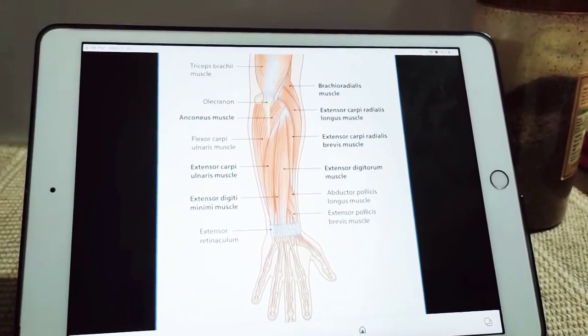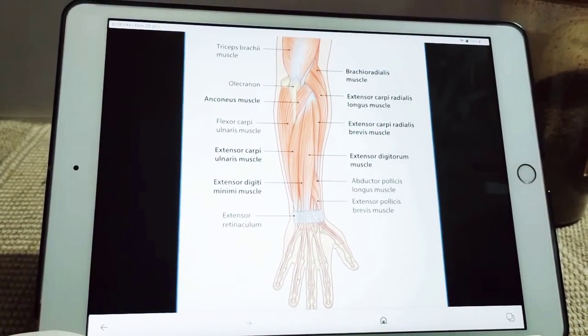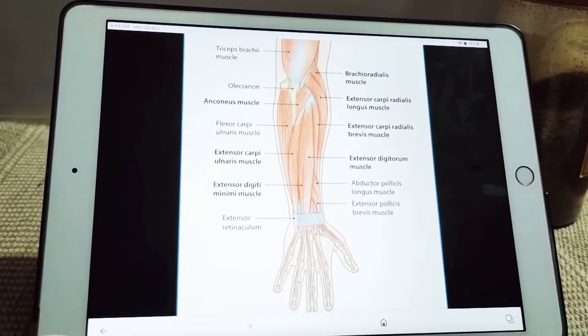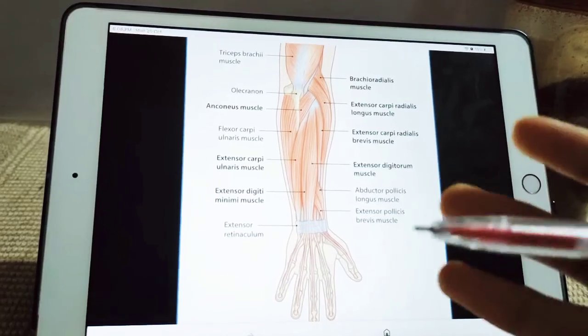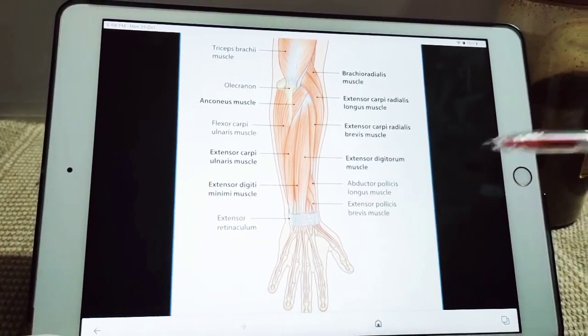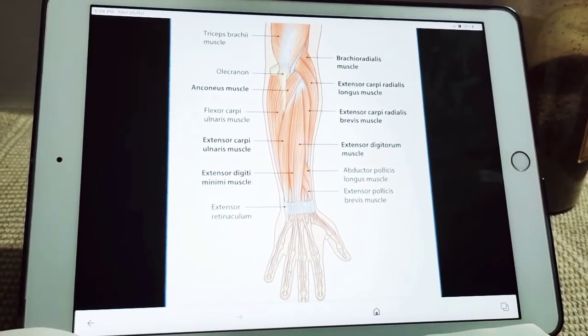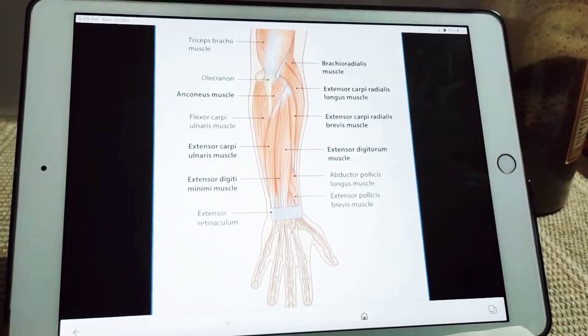Now we are going to discuss the superficial muscles of the posterior compartment of your forearm. Already in our previous videos we discussed the superficial muscles and the deep muscles of the front of the forearm, or the anterior compartment. Now we are discussing the posterior compartment, also called the extensor compartment. Most of these muscles are supplied by the radial nerve. Of course, some are supplied by the superficial branch of the radial nerve and some by the deep branch of the radial nerve.